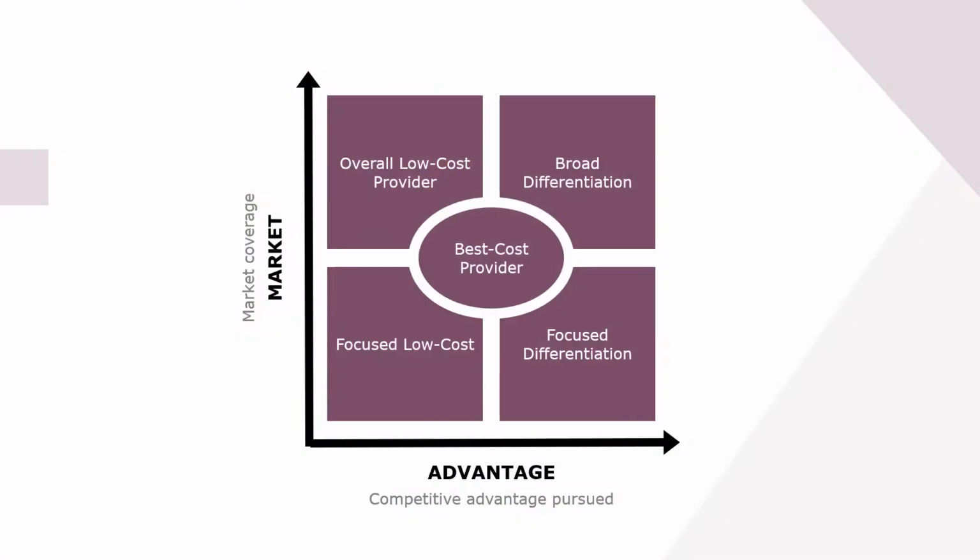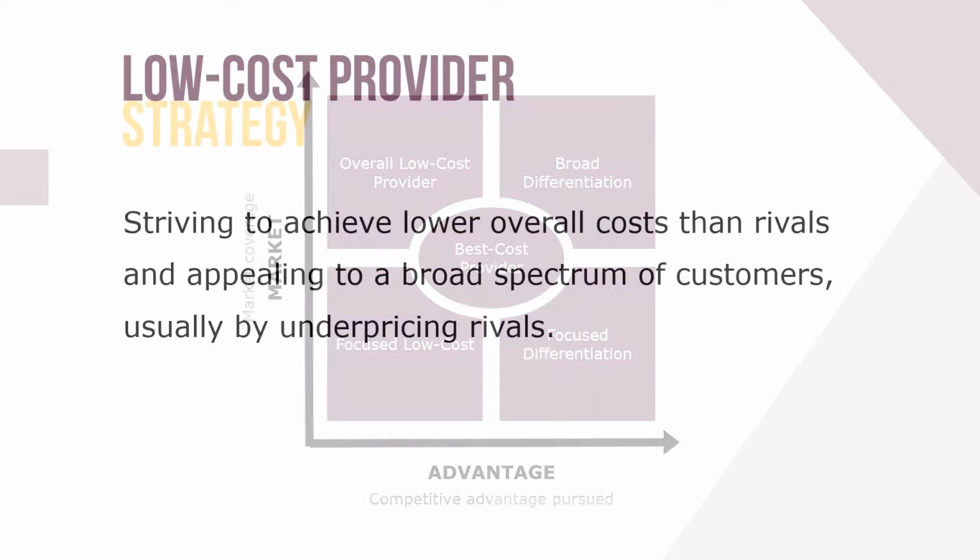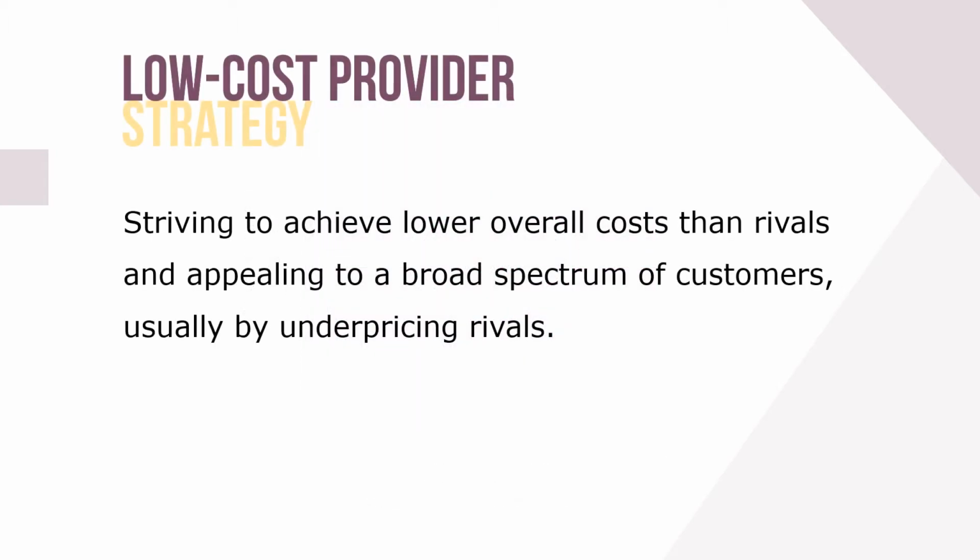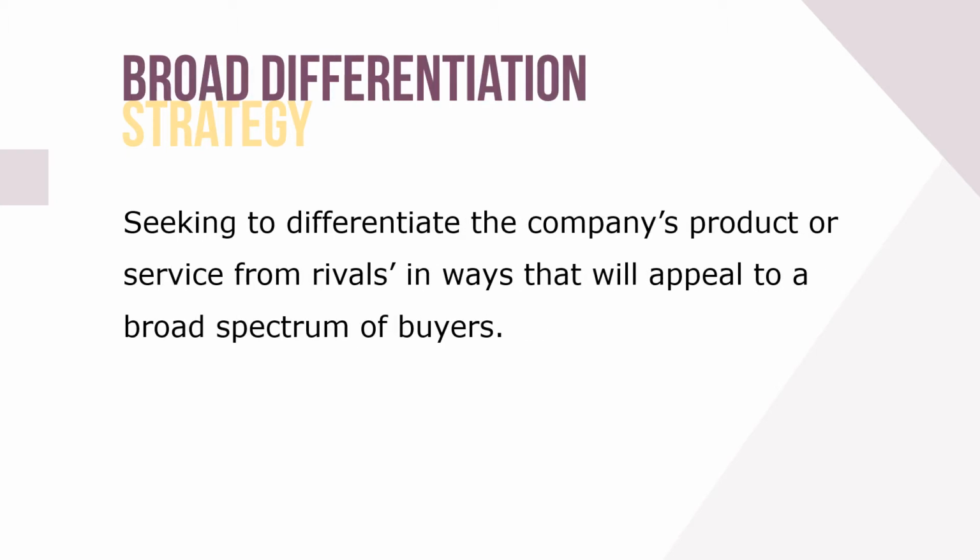The 2 biggest factors that distinguish one competitive strategy from another boil down to, first, whether the company's market target is broad or narrow, and second, whether the company is pursuing a competitive advantage linked to lower costs or differentiation. In a low-cost provider strategy, we strive to achieve lower overall costs than rivals by appealing to a broad spectrum of customers, usually by underpricing rivals. With a broad differentiation strategy, we seek to differentiate the organization's product or service from rivals in ways that will appeal to a broad spectrum of buyers.